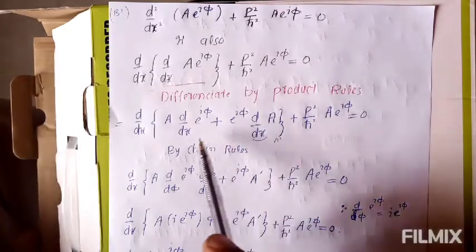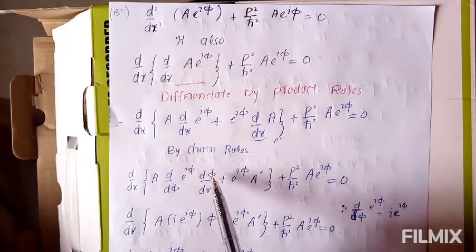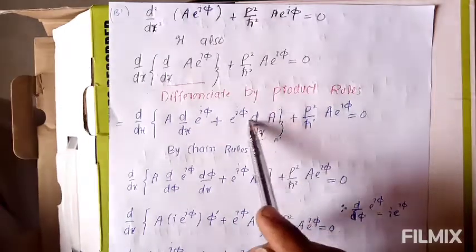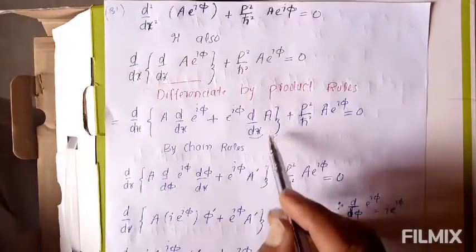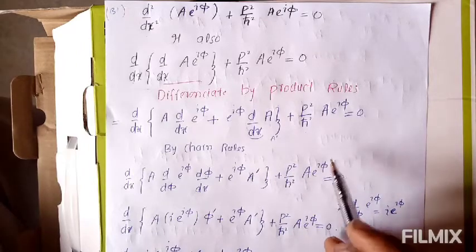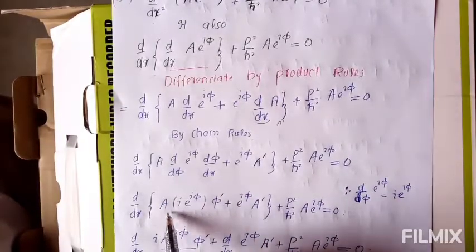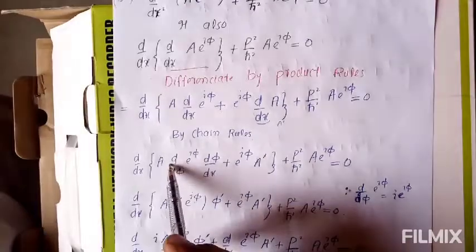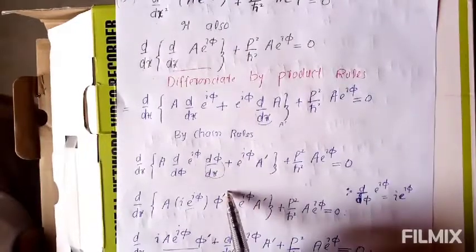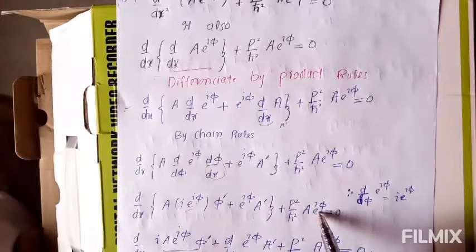Now by the chain rule, we know that d/dx of e^(iφ) is d/dφ of e^(iφ) times dφ/dx, plus e^(iφ) times A dash. We can also write this in the dash form, plus p²/ħ² times A e^(iφ) is equal to 0. So now d/dx of A e^(iφ), by the chain rule, becomes A e^(iφ) φ dash plus e^(iφ) A dash.